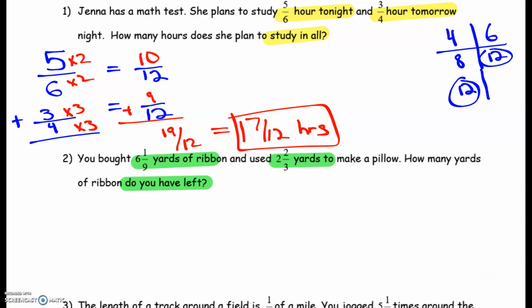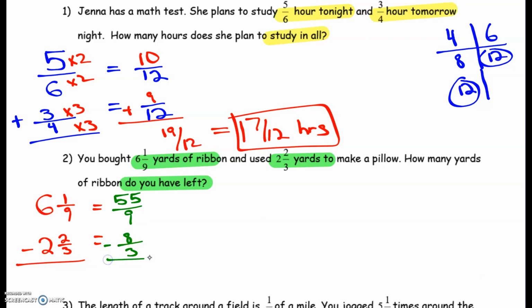So let's set up our question. First, we're going to go ahead and convert these mixed numbers into improper fractions. Again, whole number times the denominator, then we add the numerator to that product. So 9 times 6 is 54. 54 plus 1 gives us 55. And we keep the denominator of 9. Same transaction in the bottom. 2 times 3 is 6. 6 plus 2 gives us 8 over 3. Don't forget that we're doing subtraction.